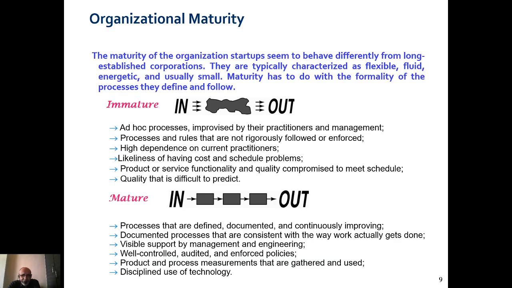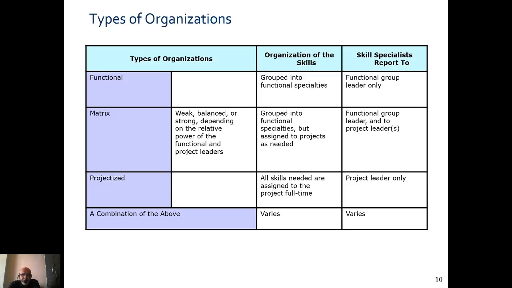It should be with the work artifacts as well, right? It is visible support by management and engineering, well controlled and audited, and disciplined use of technology, right? So, if somebody demands technology and you are just giving it without a reason, that will be an expense from the pocket of the organization or from the project sponsor.